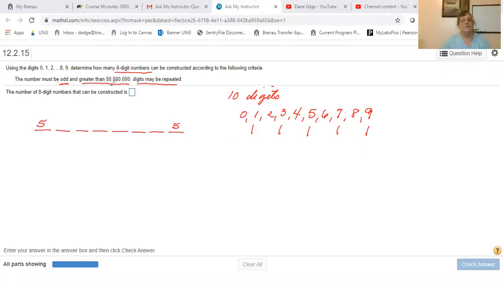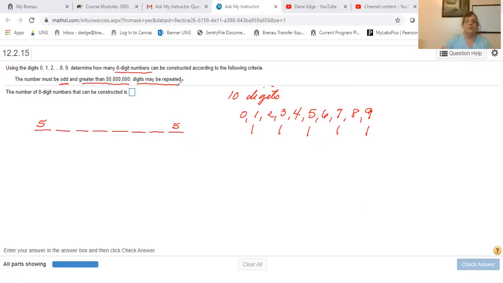Now, if it was 50 million even, then I couldn't put a 5 here. But we've already determined that the last digit cannot be a 0. So there's no chance of it coming out to be exactly 50 million. So any 50.1 million would still be larger than 50 million.